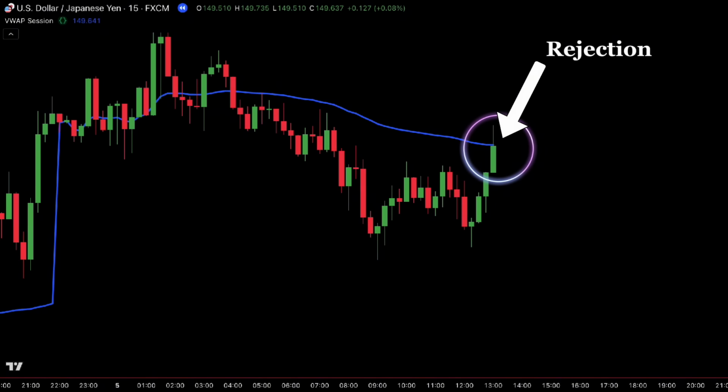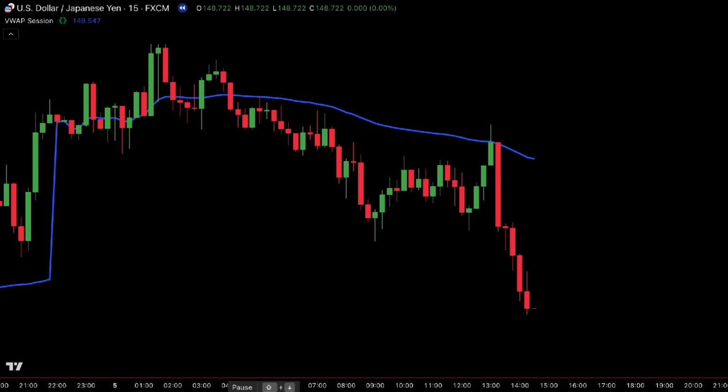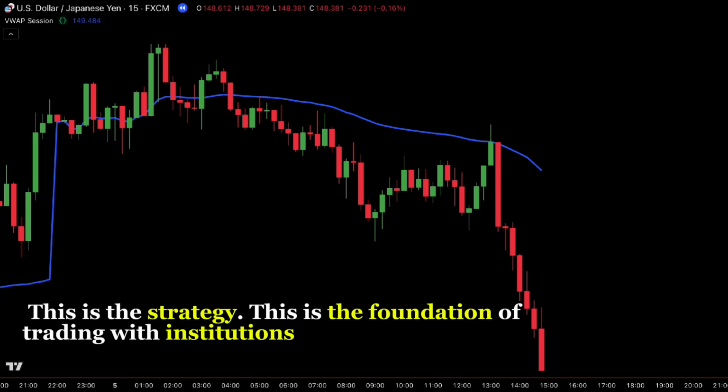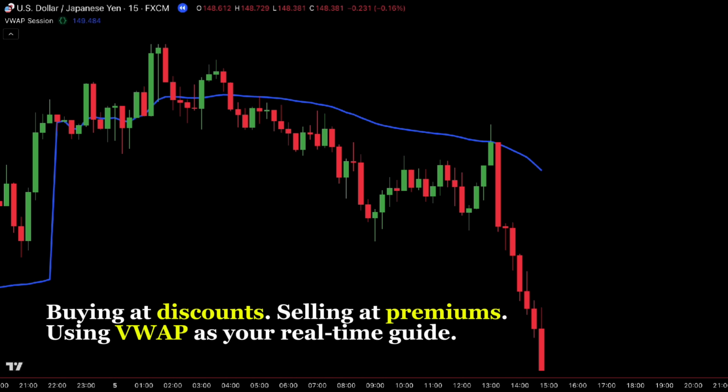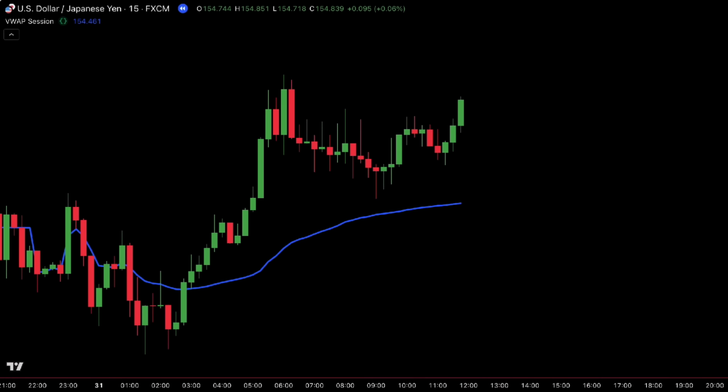Look what happens right after. Exactly as expected, the market drops hard. This is the strategy. This is the foundation of trading with institutions, buying at discounts, selling at premiums, using VWAP as your real-time guide. Now look at another example.